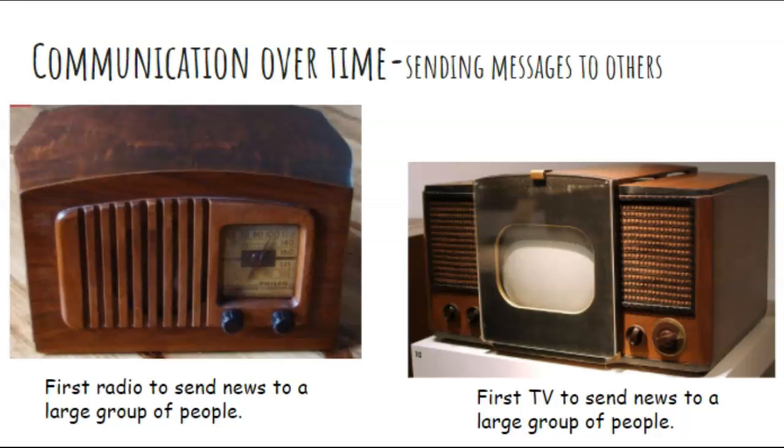Communication over time and sending messages to others. First, this is the first radio to send news to a large group of people. That's how they would get information out, maybe about a storm or something special happening in their city or town. They would have to send a message through the radio. And then this, the second picture, was the first TV to send news to a large group of people, kind of like how we watch TV today, but this is what the first TV looked like.